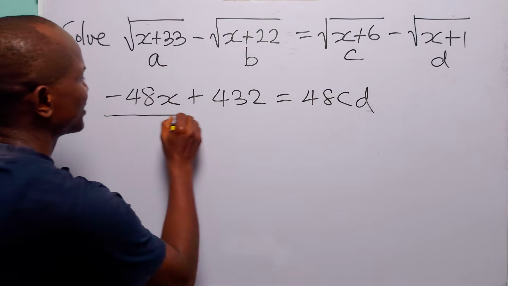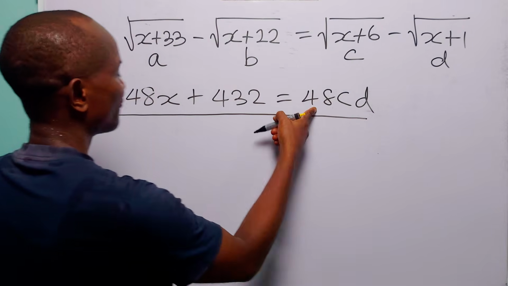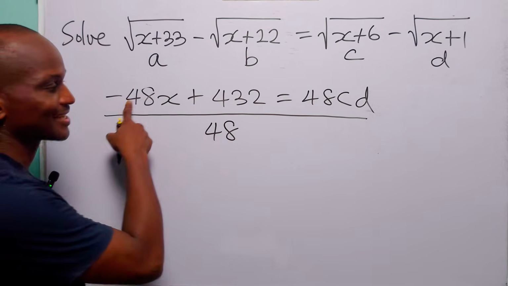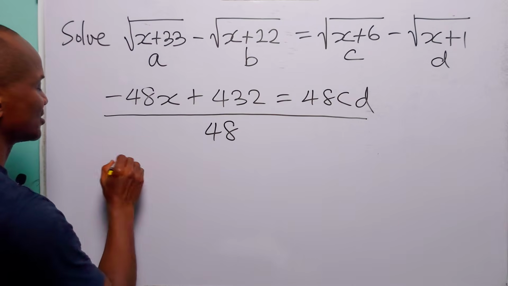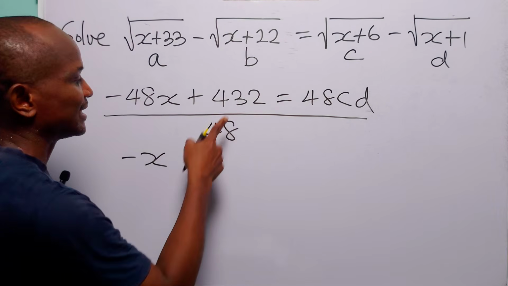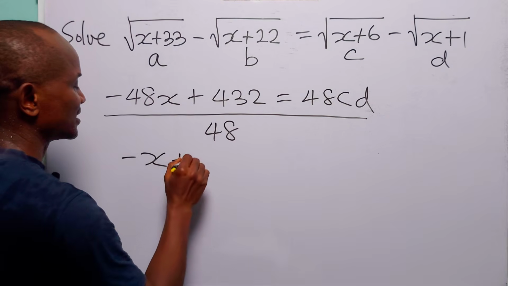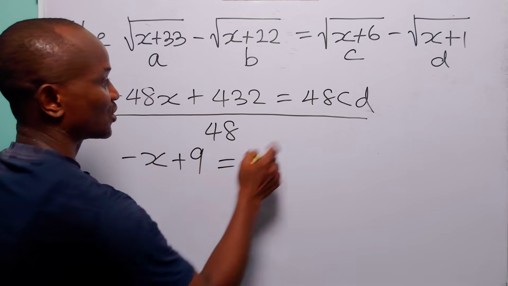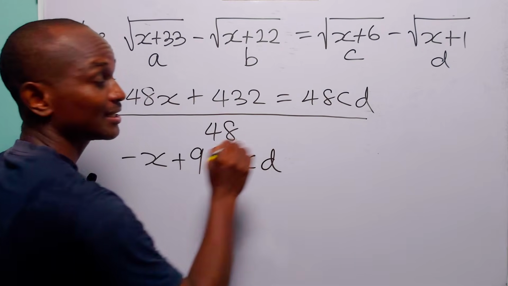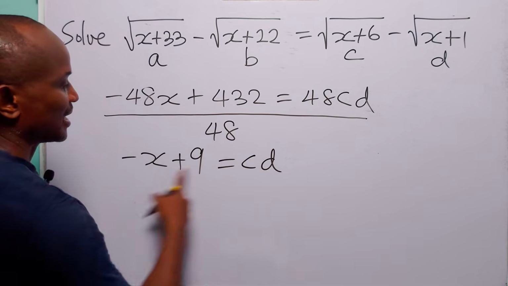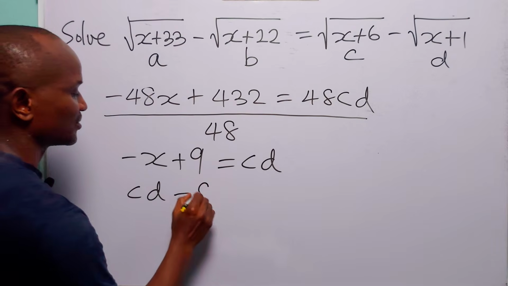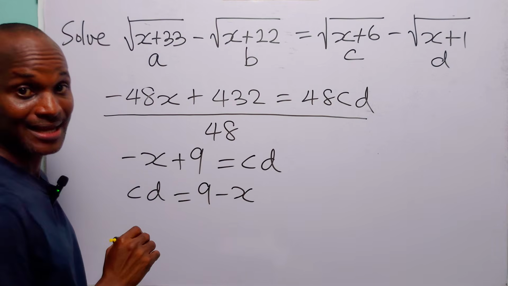Now let us divide through this equation by 48. Minus 48x divided by 48 is going to give us minus x. 432 divided by 48 is going to give us 9. And of course, 48cd divided by 48 is going to give us c times d. Now from here we have that c times d is equal to 9 minus x.